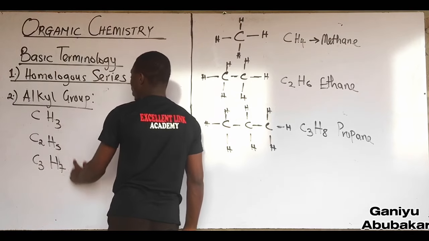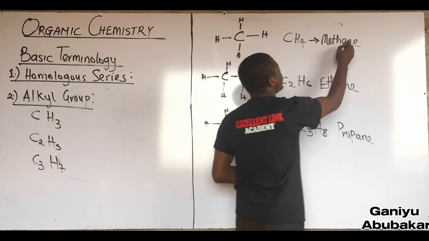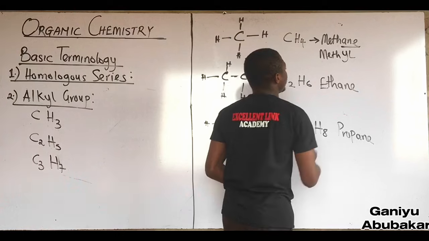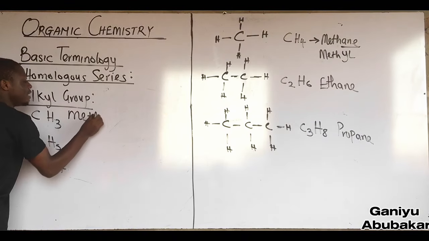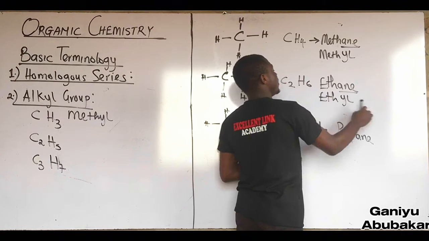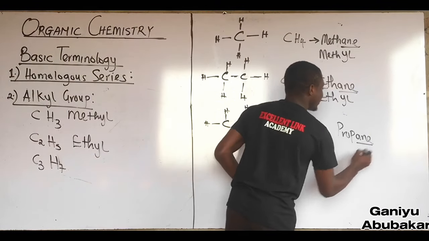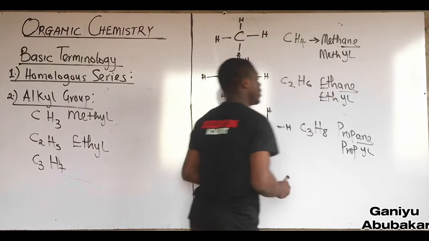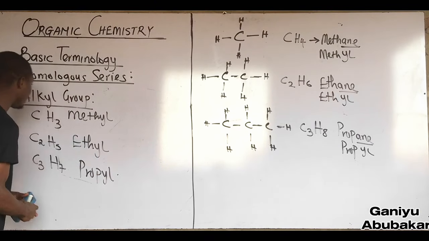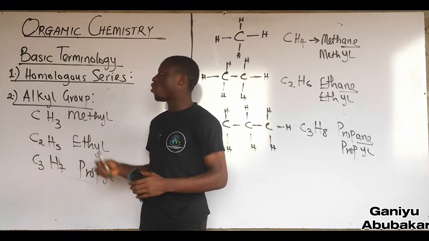Now, how will I name this one? We said the alkyl groups are named after the alkane by substituting the last ANE by YL. So I will remove this last ANE and replace it by YL. I'll have methyl. So the first member, which is CH3, is called methyl. The second member, replace the last ANE by YL, I'll have ethyl. The third member, replace the last ANE by YL, I'll have propyl. This is the concept behind the alkyl group, a family of organic compounds derived from the alkane by the loss of one hydrogen.